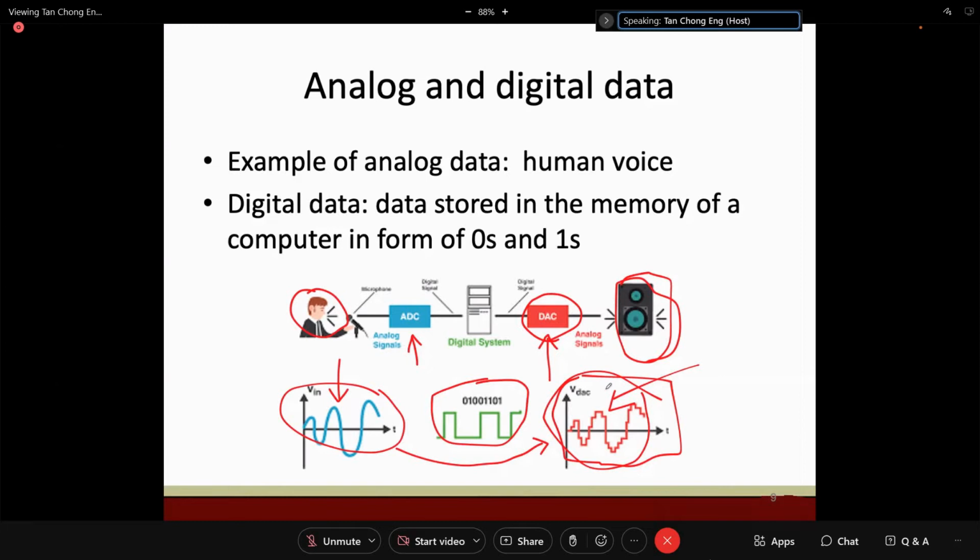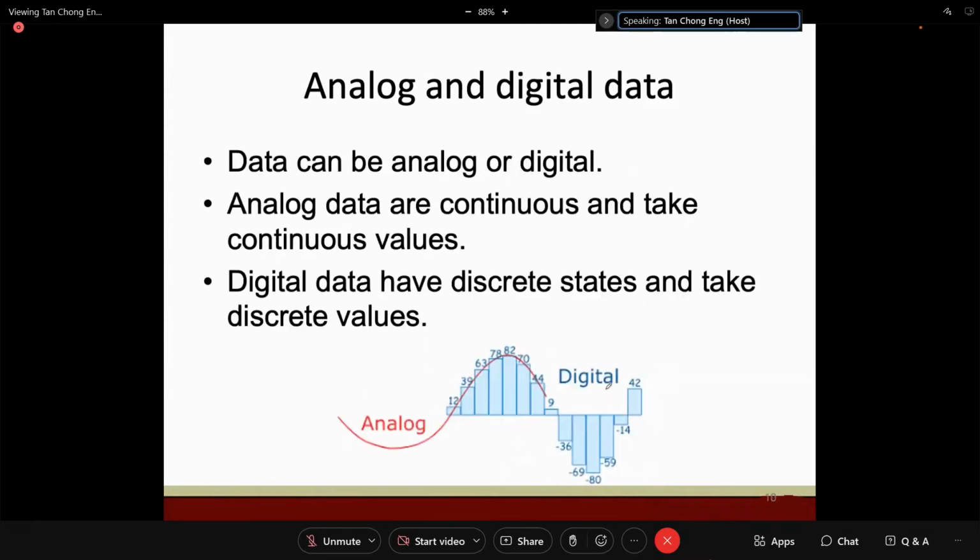So this is actually how analog data are being converted to digital data. You have to go through a device called ADC, which stands for analog to digital converter or conversion, or you want to do the reverse, DAC, digital to analog conversion. Right? So about the data, when you actually do analog to digital conversion, this is exactly what happened.